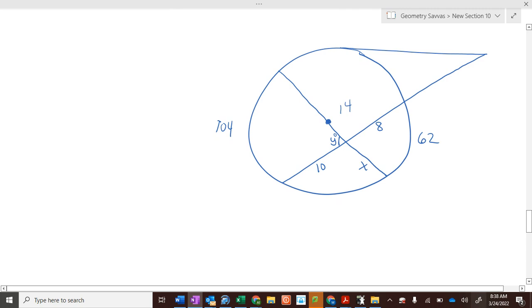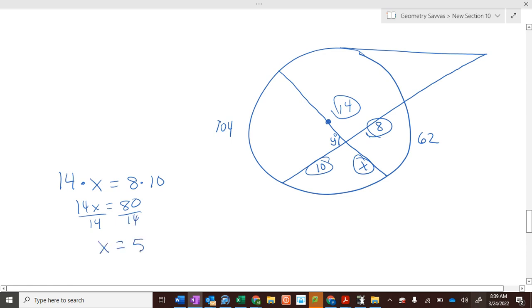Okay, we're finding X and Y here. X is the length of a segment, Y is an angle. How do we figure out X? And it's going to be a decimal answer. 14 times X equals 8 times 10. That was in our last lesson that we had on Tuesday. This times this equals this times this. So 14x equals 80. Divide by 14. X equals 5.7 about. Like I said, it'll be a decimal.